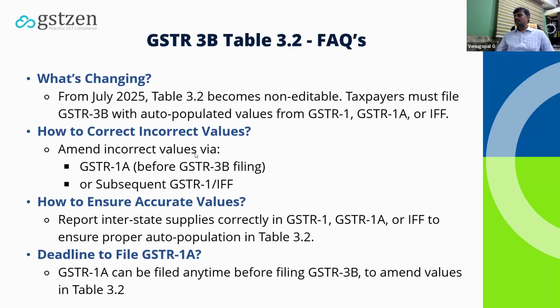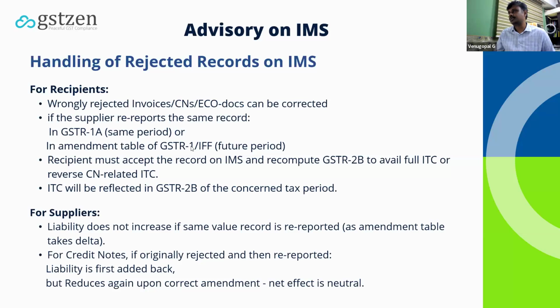In 3.2, another change is that the 1A values would also be coming. If you didn't report in 1, you are bringing it in 1A; even 1A will also be updated to 3.2. Then on IMS. So before I go to IMS, let me see if there are any questions for anyone.